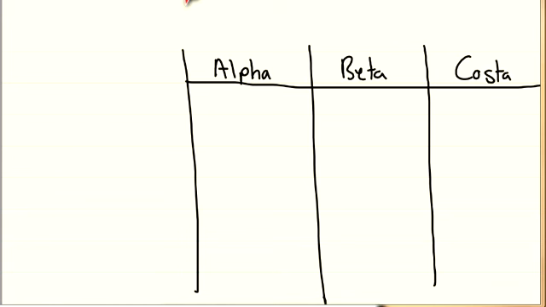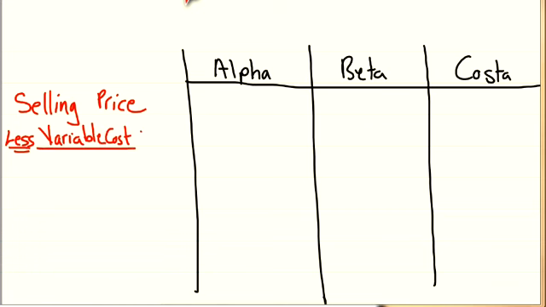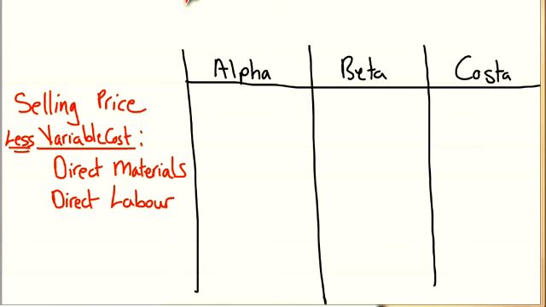The question says calculate your contribution. Contribution is just your selling price per unit minus your variable cost. That's what I'm going to do here. I'm going to put selling price for each product, then less my variable costs. What kind of variable cost do I have here? I know that I've got my materials, so direct materials are variable costs. I'm going to list them down, and I've got my direct labor. Then if I subtract that, I'll get my contribution, which is number A.